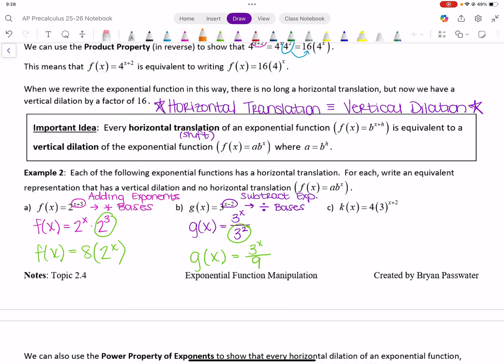And then I want you guys to try rewriting part C.